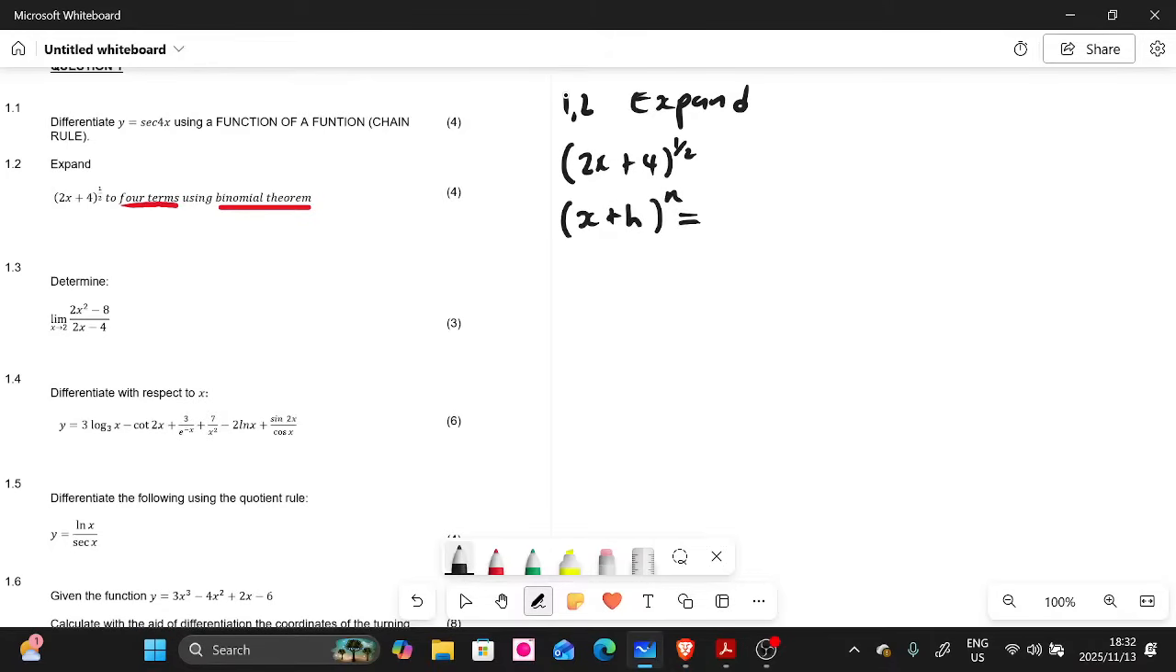Now when you expand, they say to the fourth term. The first term is going to be x to the power of n. Then the second term is going to be n multiplied by x to the power of n minus 1 multiplied by h. This is multiplication, by the way. And then the third term is going to get a bit complex, but it's n multiplied by n minus 1, divided by 2 factorial, multiplied by x to the power of n minus 2 times h squared. That is the third term. And then the fourth term, I have to close the other space, guys.